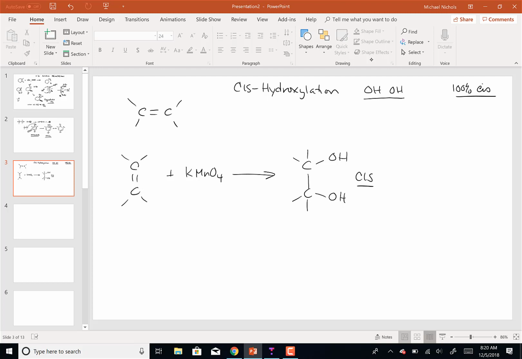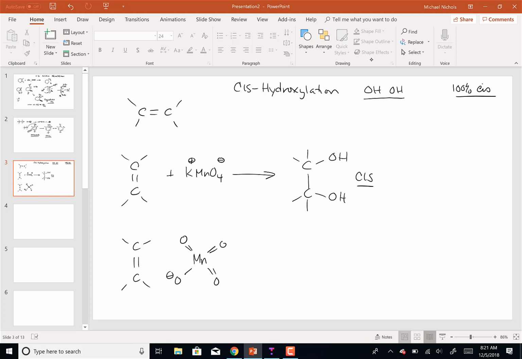So why? Well, in order for us to understand why, we have to write out the structure of the permanganate. And so potassium, remember, is +1. The permanganate ion is -1. So if I look at this, I've got an Mn multiply bonded to some oxygens, something like that, in terms of my permanganate ion.